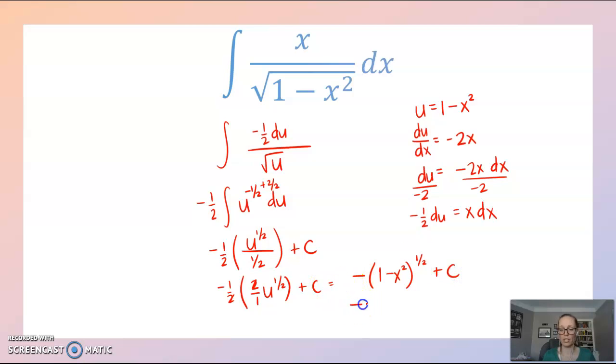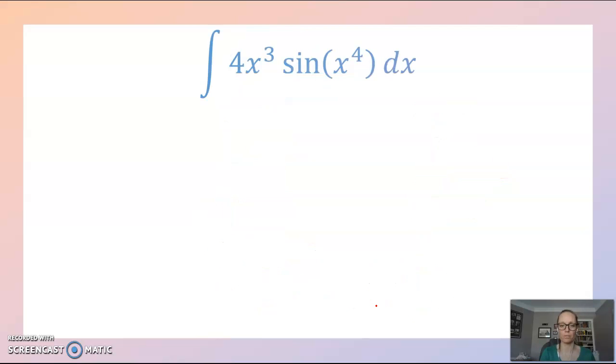You may also see this written as the square root of 1 minus x squared plus c. Keep in mind that that plus c is not inside the square root. Okay, so that's on the outside. So either one of those would be acceptable. Make sure you're familiar with those equivalent expressions in case you're dealing with a multiple choice question.